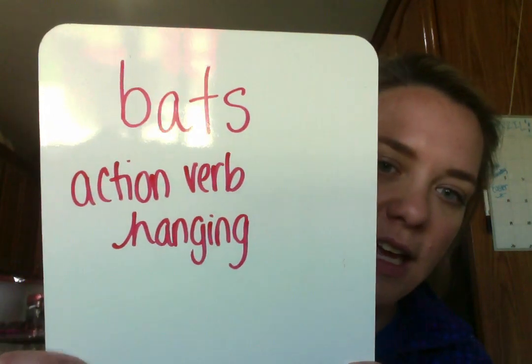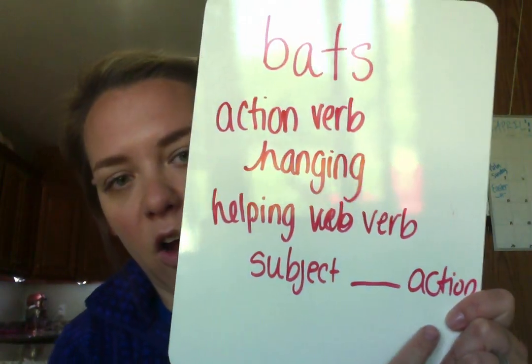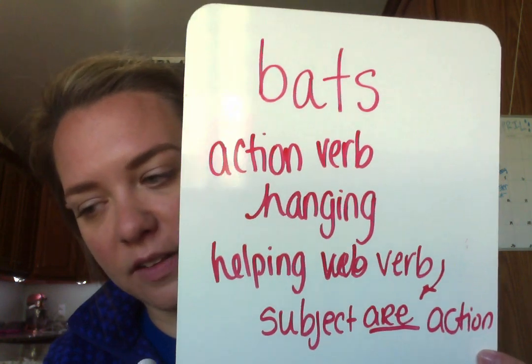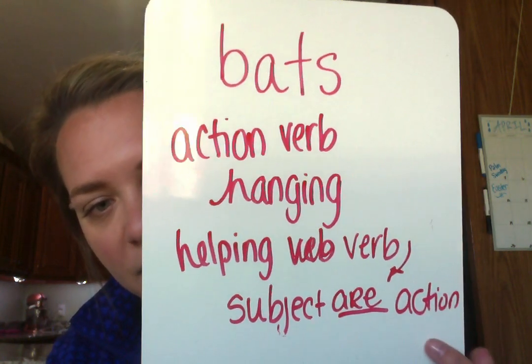The bats are hanging, so that's their action. And the helping verb is the word that comes between the subject and the action. I spelled verb wrong. I don't have a tissue with me. So the bats are hanging. Your helping verb is are. It's helping your action.